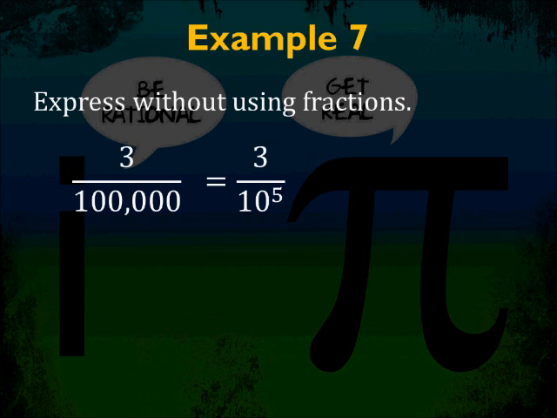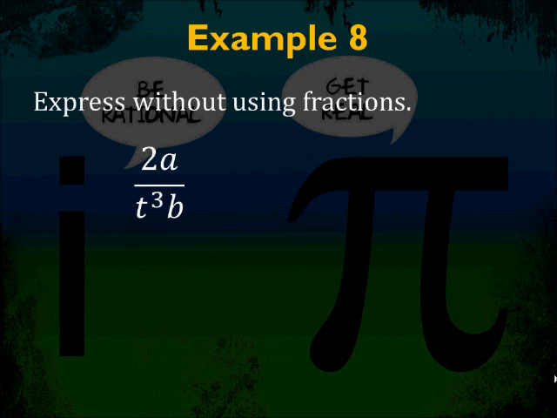Now we don't want fractions, so this is the case where we're not simplifying, but we're trying to express it without a fraction, which means we have to take the 10 to the 5th and make it a negative exponent. So 10 to the 5th in the denominator is equal to 10 to the negative 5th in the numerator. So the final answer for number 7 is 3 times 10 to the negative 5th. So when it says express without using fractions, we have to basically unsimplify the expression.